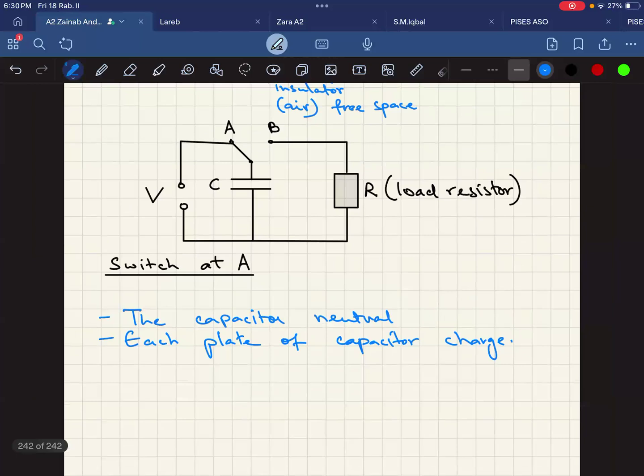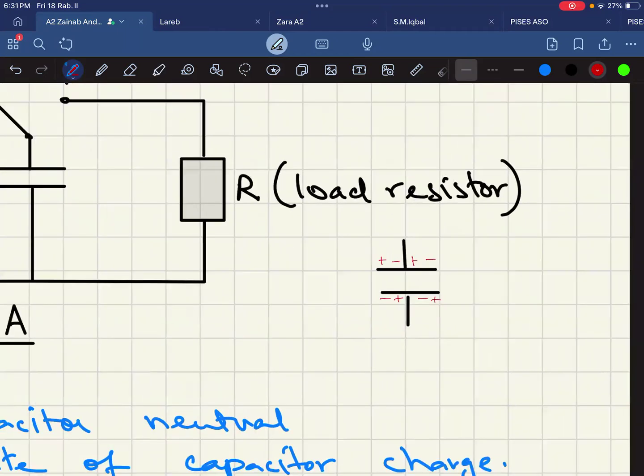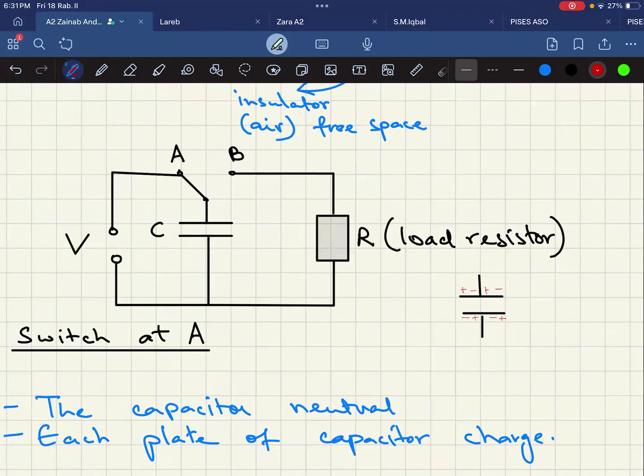Neutral means it had an equal amount of charge, an equal number of positive and negative charges. How am I going to show it here? It was like this previously, before I connected it to a source of voltage. This is my capacitor. It was like this: positive, negative, positive, negative, and negative, positive, negative, positive. This was the capacitor before I connected it to the source of potential.